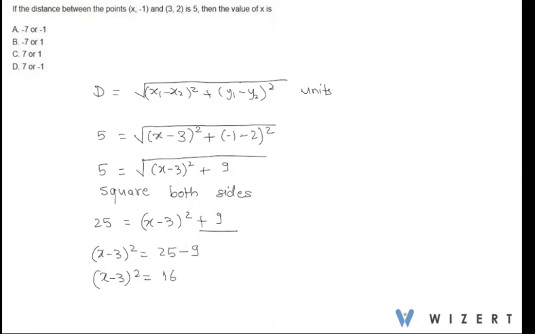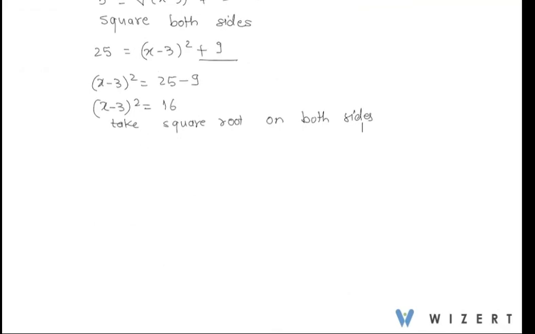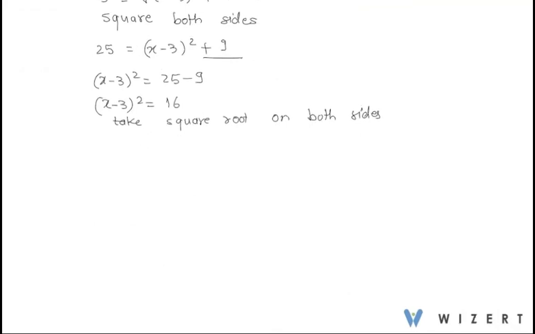So we get (x minus 3) whole square equal to 16. Now we can take square root on both sides. Instead of solving that (x minus 3) whole square using identity, we can simply take square root on both sides to avoid solving that. So let's do that. By taking square root, we get both positive and negative, okay, x minus 3 is equal to plus minus 4.